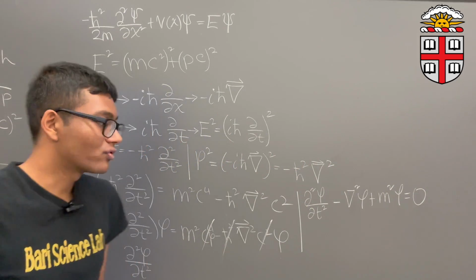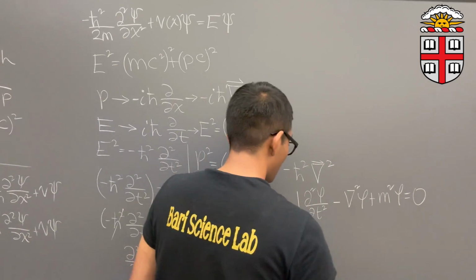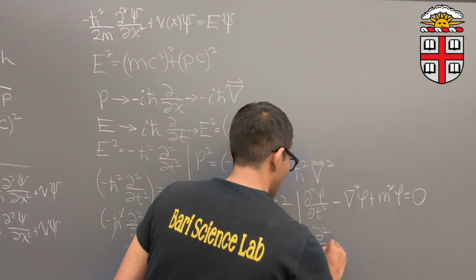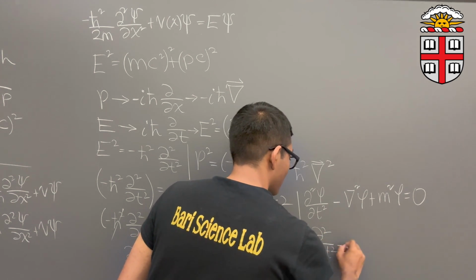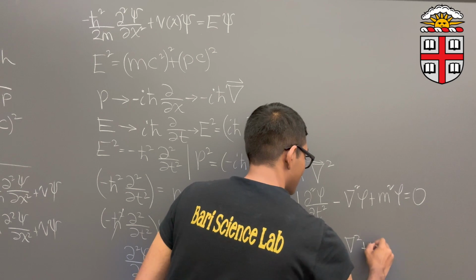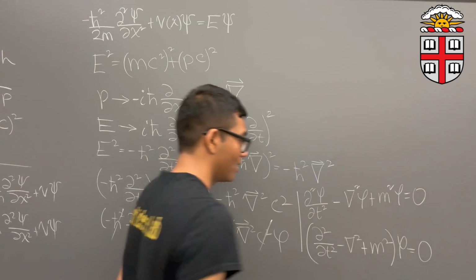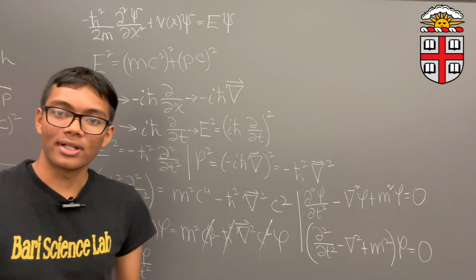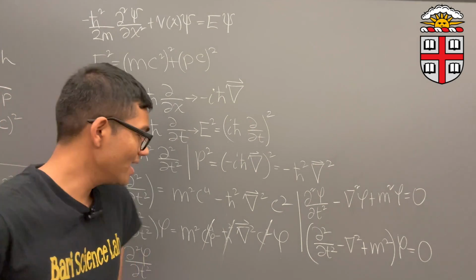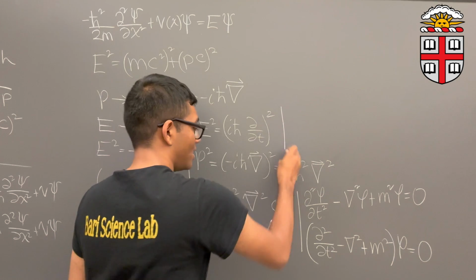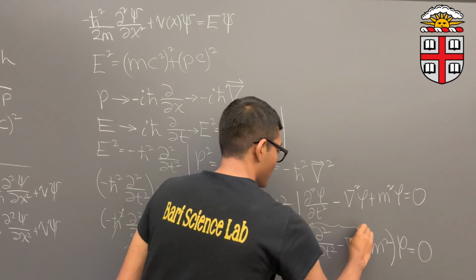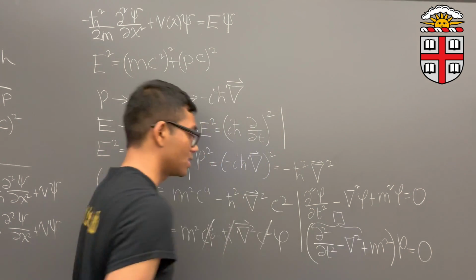So now we have arrived at the Klein-Gordon equation. Believe it or not, it was literally as simple as that. Okay, so minus nabla squared plus m squared. Just factor out your phi, and voila. There's your Klein-Gordon equation. If you want to be a bit fancy, then some physicists define this little thing over here to be the d'Alembert operator.